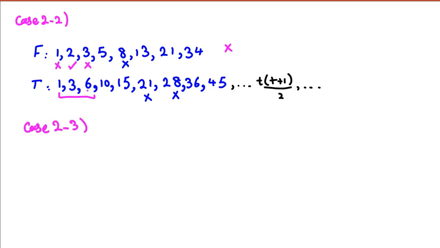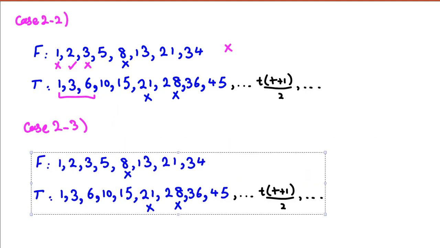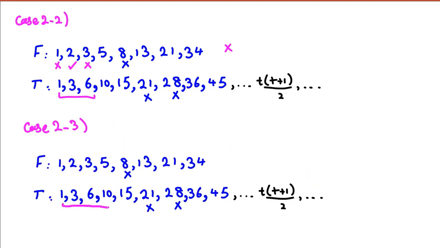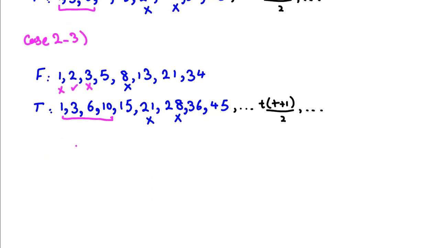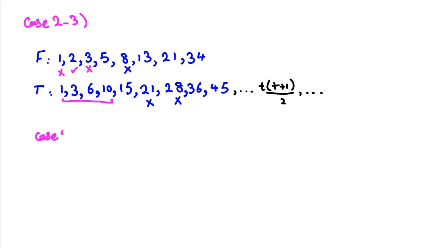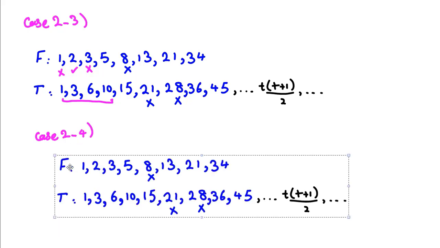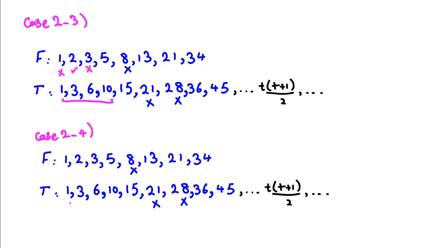Case 2, 3, we select 1, 3, 6, 10. So let's do this. If we select 1, 3, 6, 10, then what do we have? Again, we should select 2 because it's a multiple of 2. We shouldn't select 3, we shouldn't select 1. Again, we have this problem. And also for case 2, 4, we have again this problem. If we have 1, 3, 6, 10, 15, we should select 2, we can't select 3, we can't select 1. So again, this case is also bad. So the only possible number that is good is 30, and we proved all other numbers are bad.